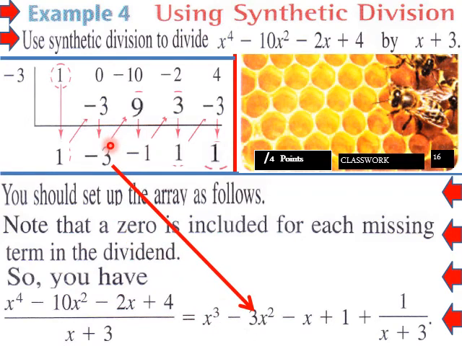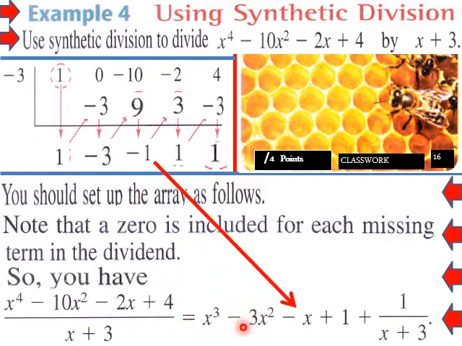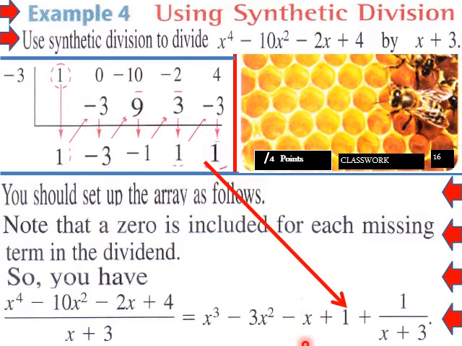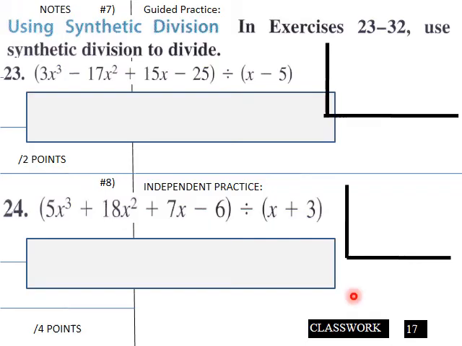So there's our x cubed, there's our negative 3x squared. And then here's our negative 1 for x. And then here is our 1. That's our constant term for that. And then there's our remainder. So that is our remainder for that.